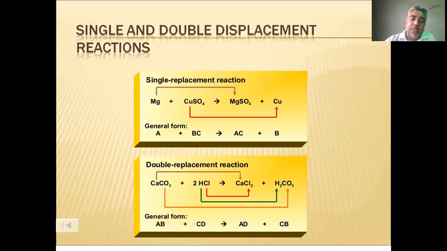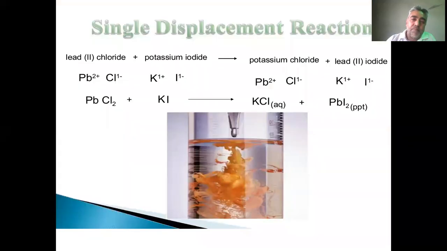After that, you can understand the double displacement: calcium carbonate plus hydrogen chloride forms calcium chloride and carbonic acid. CaCO3 plus 2HCl is equal to calcium chloride plus H2CO3, which is carbonic acid. The general formula is AB plus CD is equal to AD plus BC, or you can write CB.